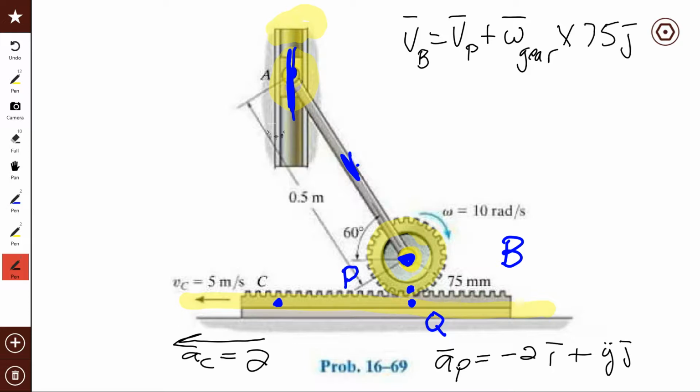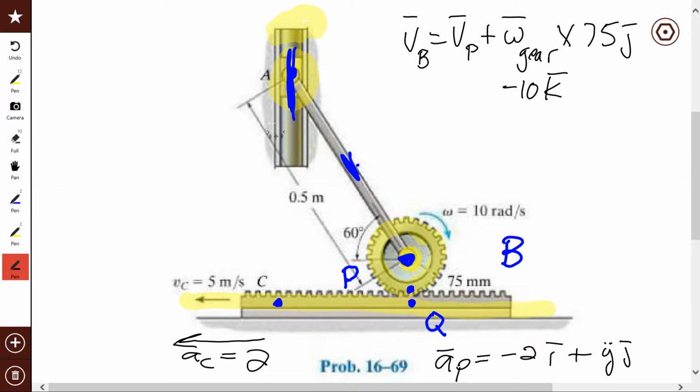Okay. Take your right hand, curl your fingers in a natural way. Move them in the direction of this omega. Which way is your thumb going? Into the board. I call into the board negative. Okay? So that's a minus 10K. It goes in there for the omega.